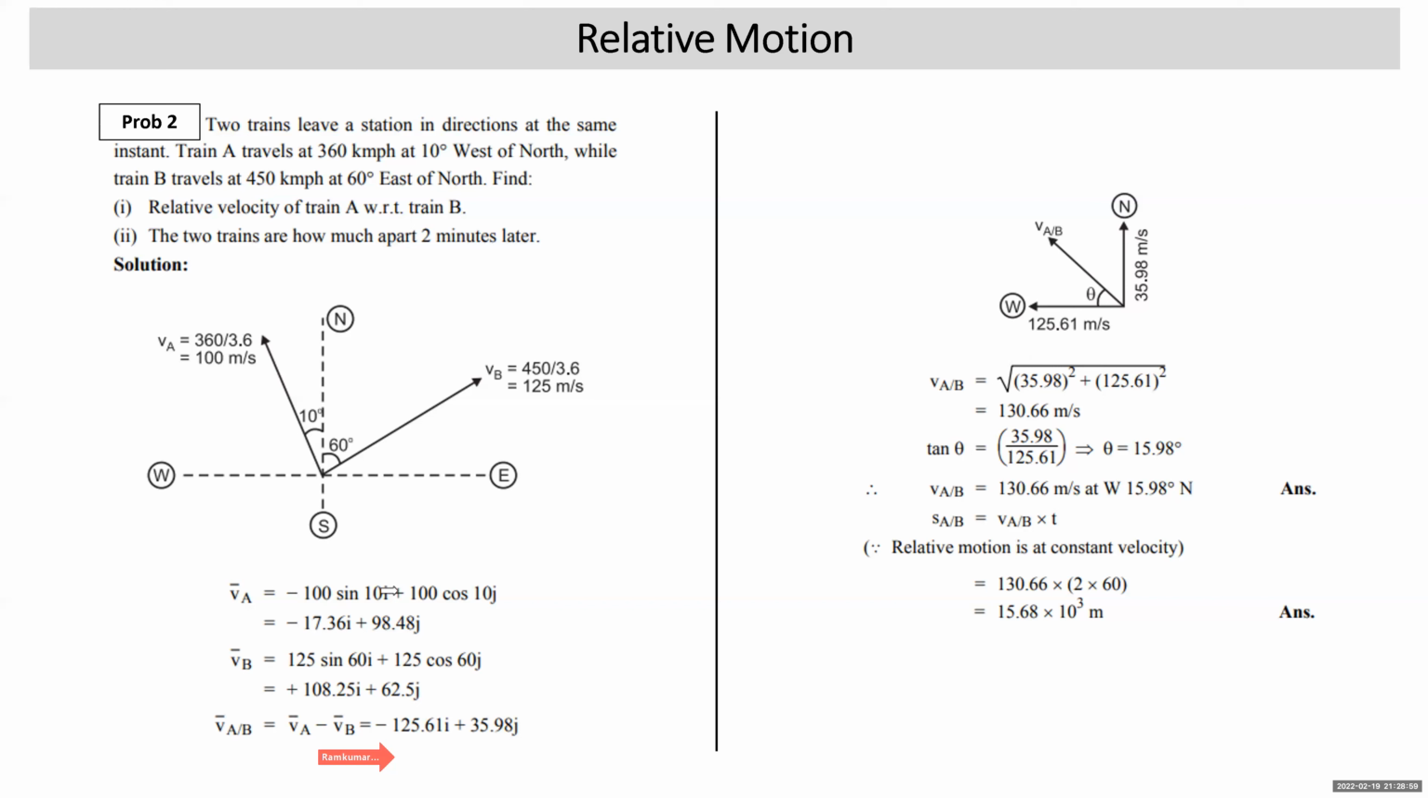Now we have understood that as velocity of the two trains are constant, their relative velocity will also be constant. So relative displacement or relative position will be relative velocity into time, as the relative motion is at constant velocity. So that is 130.66 into time, that is 2 into 60. What is that? 15.68 into 10 raised to 3. So this is the distance. Two trains are this much distance apart 2 minutes later.